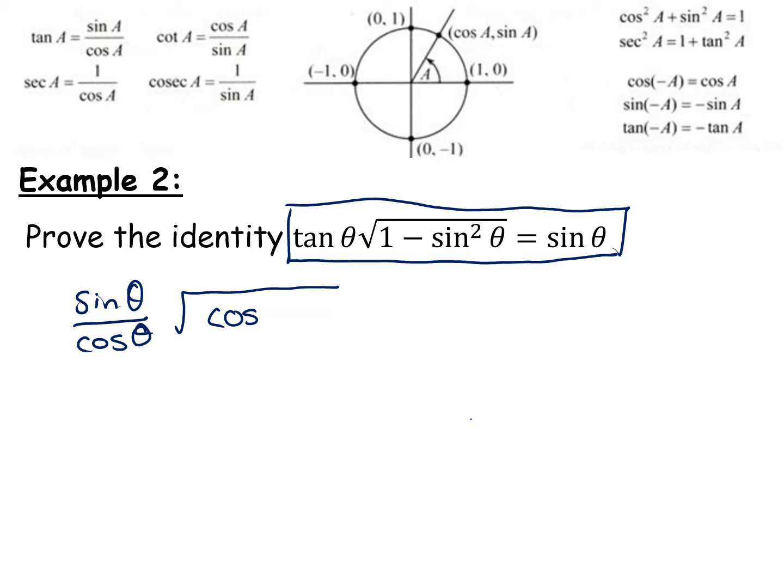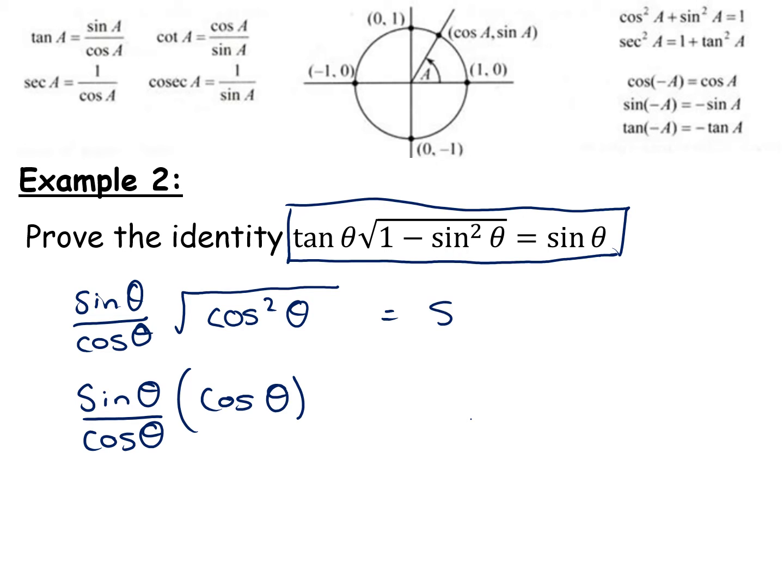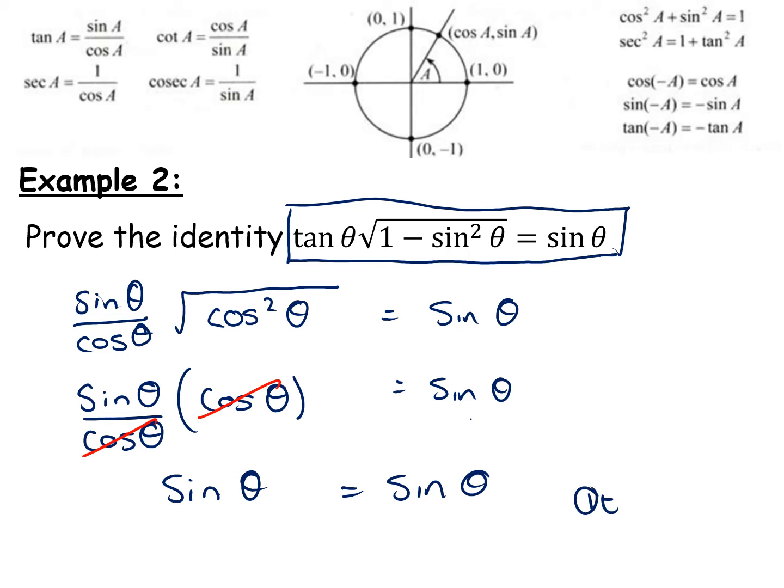That is cos squared theta. Cleaning that up, the square root of a square, effectively they cancel. So this will give me cos of theta. We're trying to show that these all equal sine of theta, and here we have cos on the bottom, cos on the top. They divide into each other or cancel, and we get sine of theta is equal to sine of theta, QED.